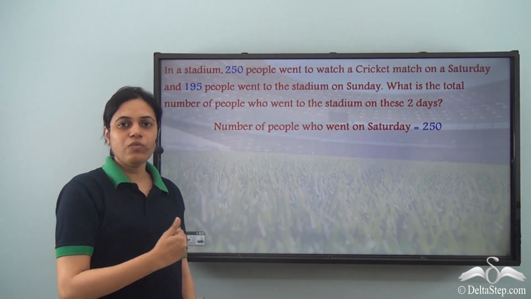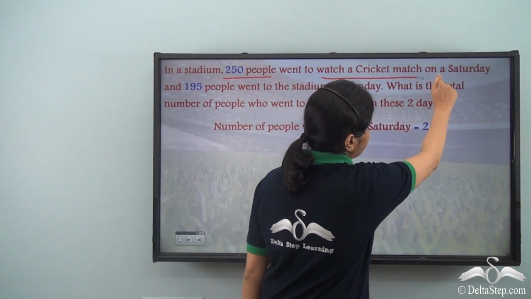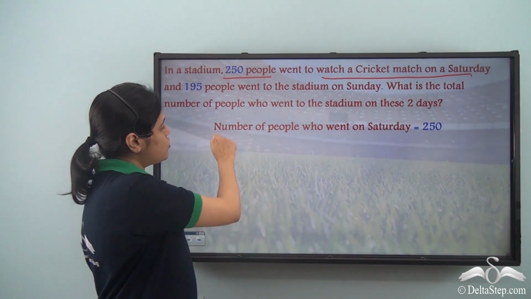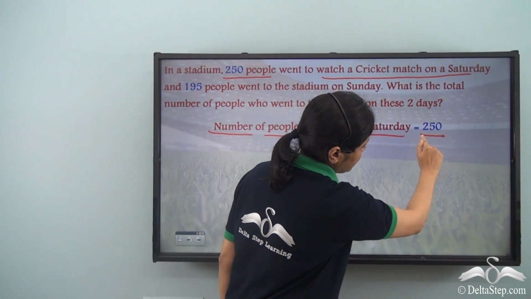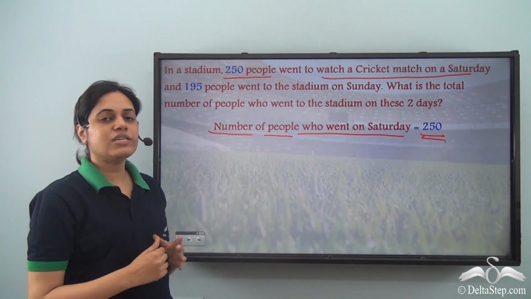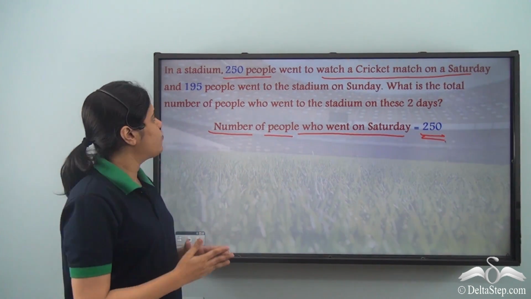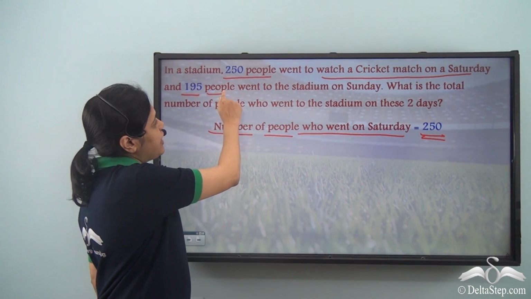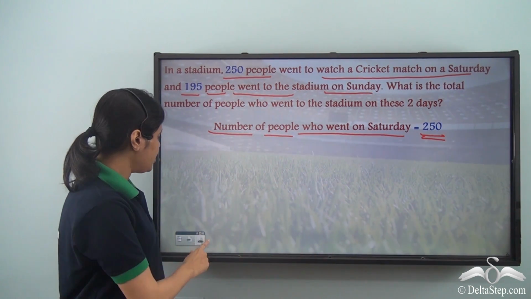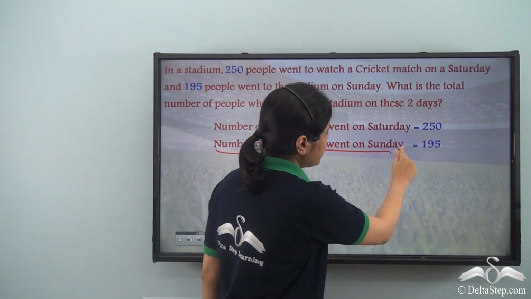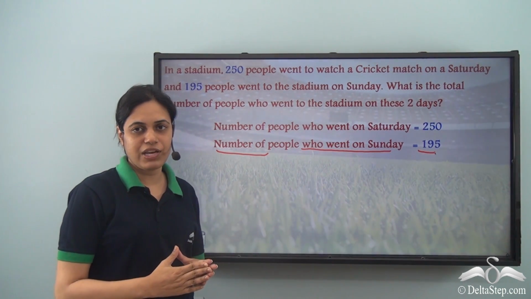So first I write down what is given in the question. What is given? 250 people went to watch the match on Saturday. So the first thing we write is: number of people who went on Saturday is 250. What is given next? 195 people went to the stadium on Sunday. So the number of people who went on Sunday is 195.